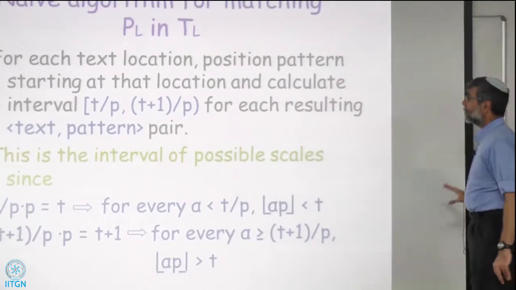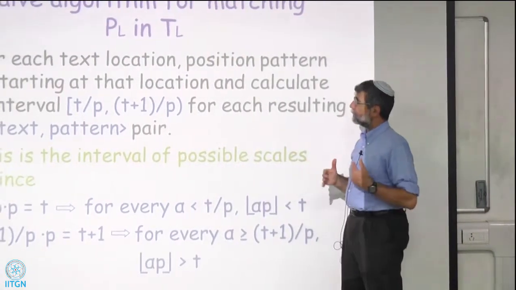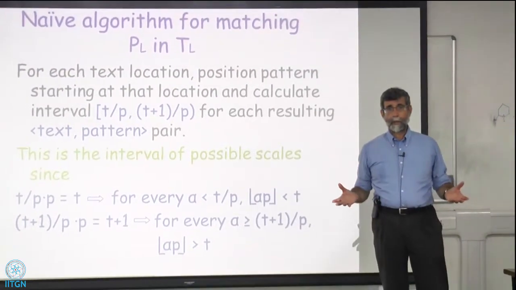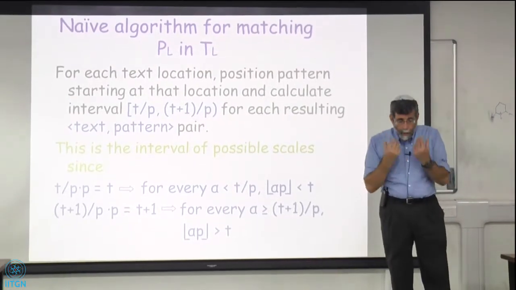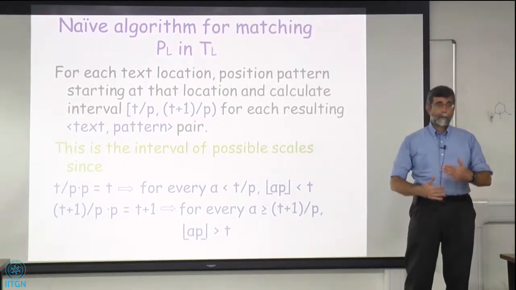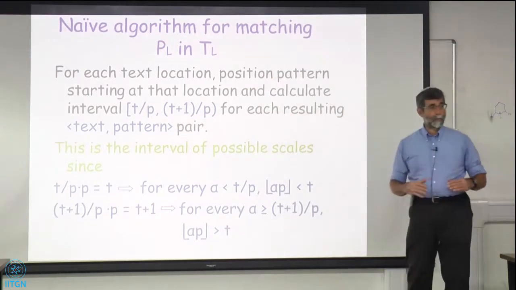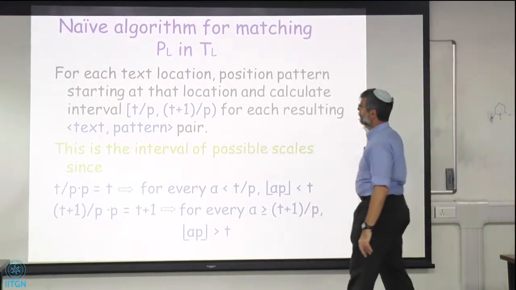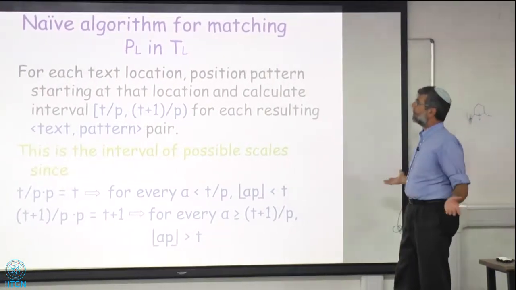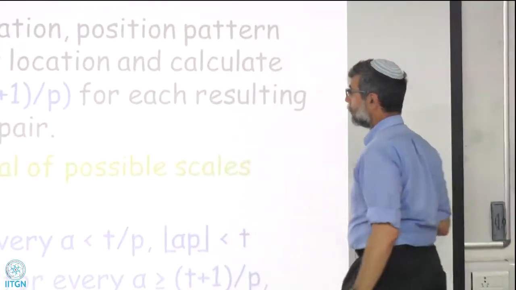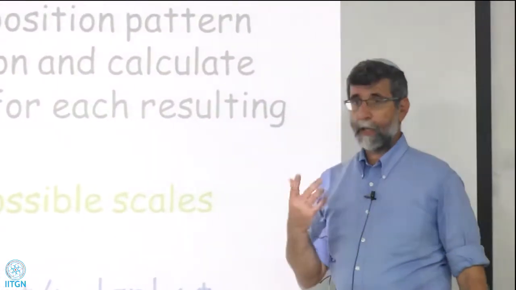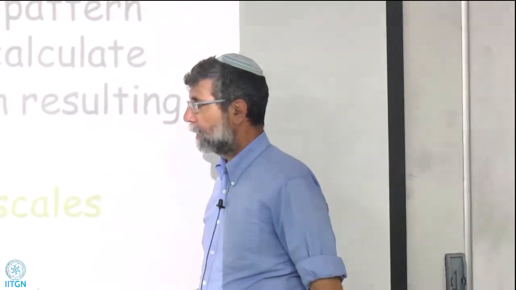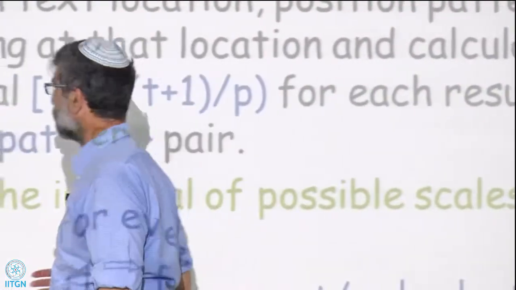Okay, so for each text location, we're doing the naive algorithm because, as I told you before, whenever we're encountering a problem, the first thing to do is see how I can solve it in a naive way, and then start improving. And this is exactly what we're going to do here. We're going to improve and improve until finally we get to linear time. But we start with this. For each text location, put the pattern starting in that location, and calculate the interval of alphas that would be good for that text pattern pair. That's the interval of the possible scales.